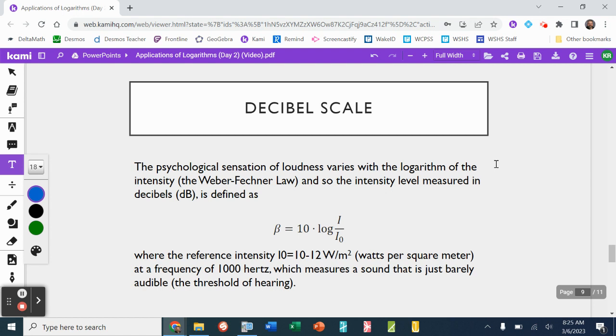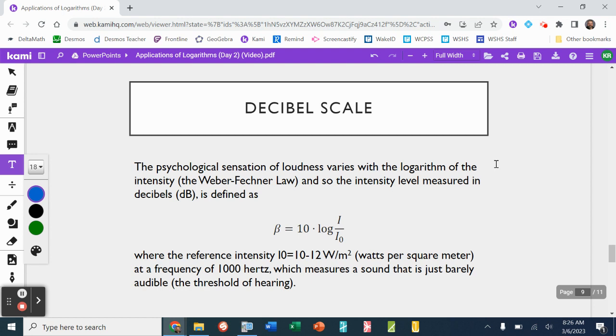So the psychological sensation of loudness varies with the logarithm of the intensity, called the Weber-Fechner law or Fechner law. And so the intensity level measured in decibels is defined as beta equals 10 times the common logarithm of I divided by I sub 0. So that's our standard intensity, what they call the reference intensity. This should read I sub 0 equals 10 raised to the negative 12 watts per meter squared at a frequency of 1000 hertz, which measures a sound that is just barely audible. And then we call that the threshold of hearing. And this is for somebody who has perfect hearing. They would be able to hear this.